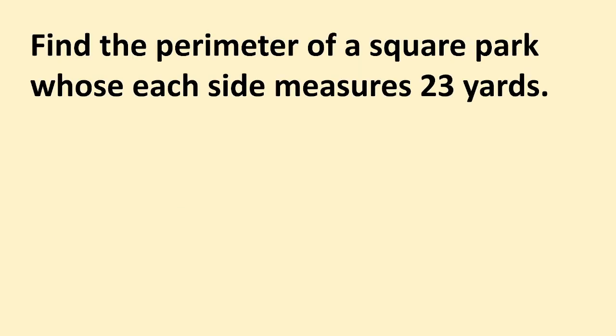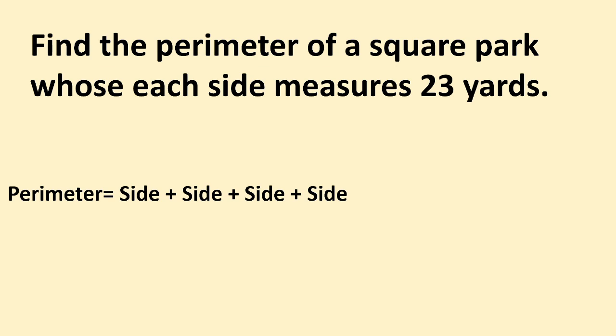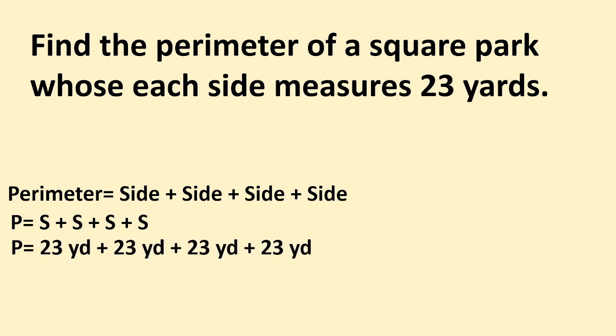Now, let us solve the word problem. Find the perimeter of a square park whose each side measures 23 yards. So first, we are going to write the formula. We have here perimeter equals side plus side plus side plus side, or P equals S plus S plus S plus S. We are going to write P equals 23 yards plus 23 yards plus 23 yards plus 23 yards. So the answer is 92 yards.